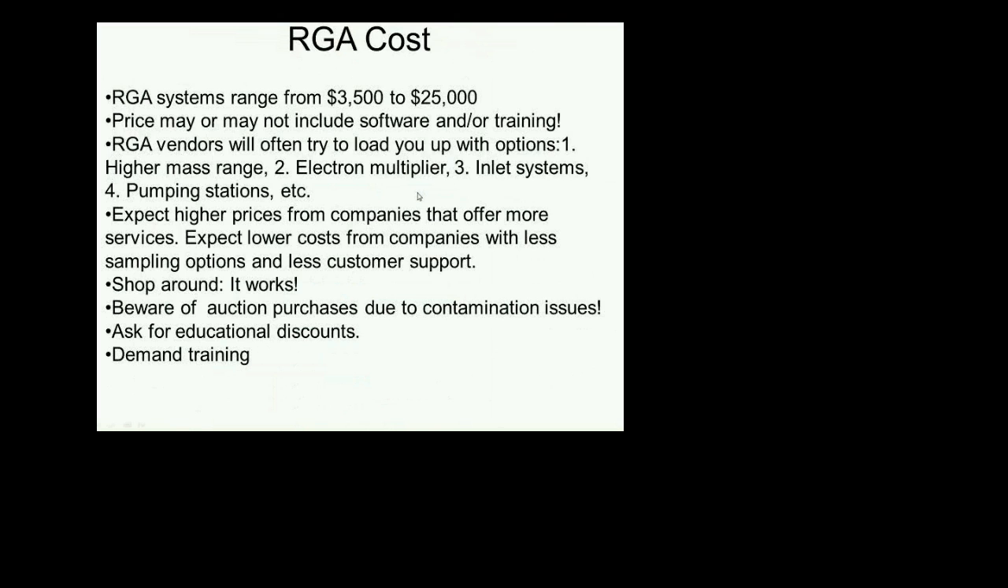The last comment here is cost. How much do you pay for an RGA? You can buy RGA systems from $3,500 to $25,000 these days. It's all over the place. The reality is most of these systems are all the same. It doesn't matter what you buy. They all pretty much have the same specs. And if you go look at the specifications, you'll see that yourself.